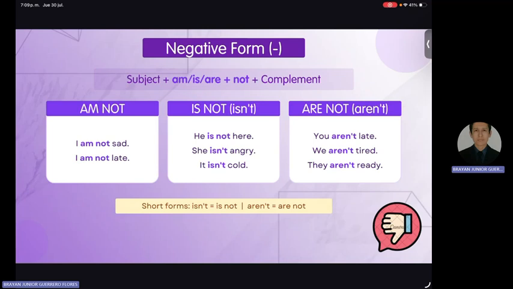Or you can use the short form, isn't. For example, he is not here. Okay, and the short form: she isn't angry or it isn't cold. Very good. Now are. In negative you can use are not, or in the short way, aren't. For example, you aren't late. We aren't tired. They aren't ready. Okay? Remember the short form: isn't is is not, aren't is are not. Okay?